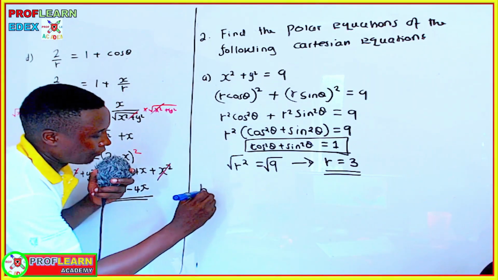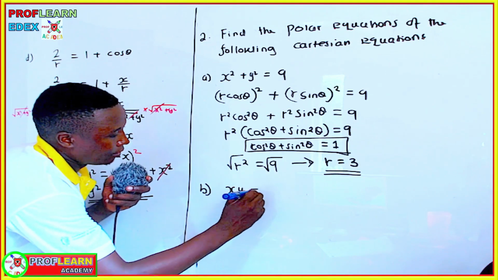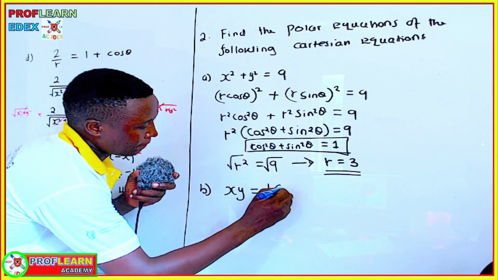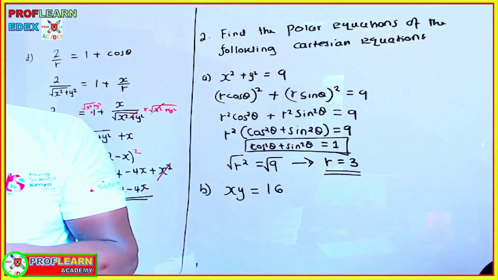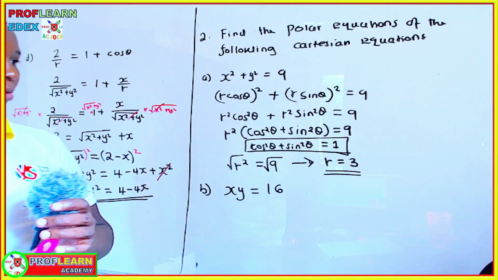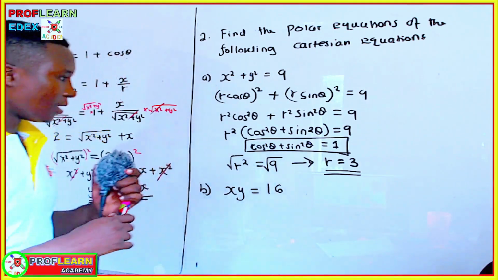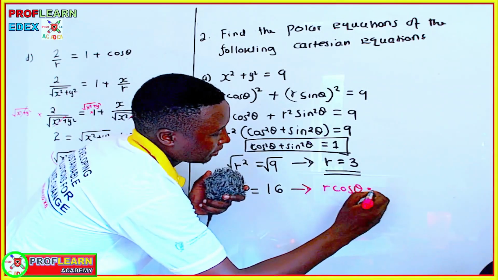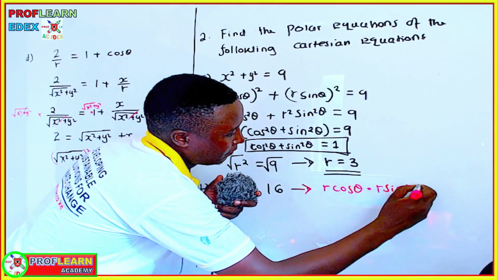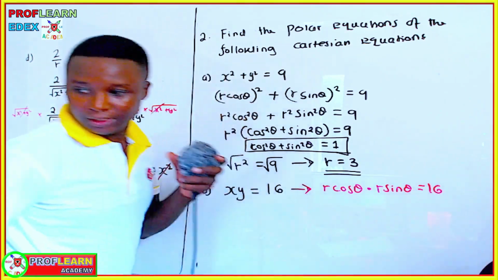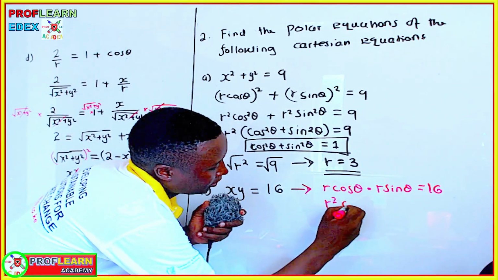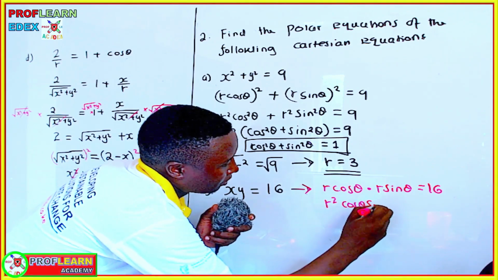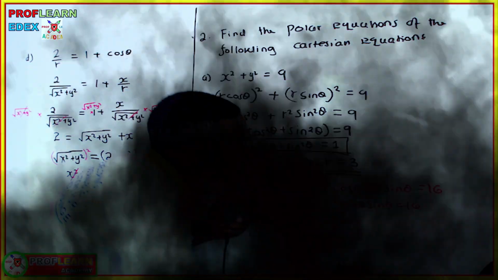Now, what if you have another equation, xy equals 16? How are you going to work this out? Something that you need really to remember at this point is what x is and what y is. So meaning r cos theta times r sin theta equals 16. That's the first thing that we really need to do. And this is going to remain with us r squared cos theta sin theta equals 16.